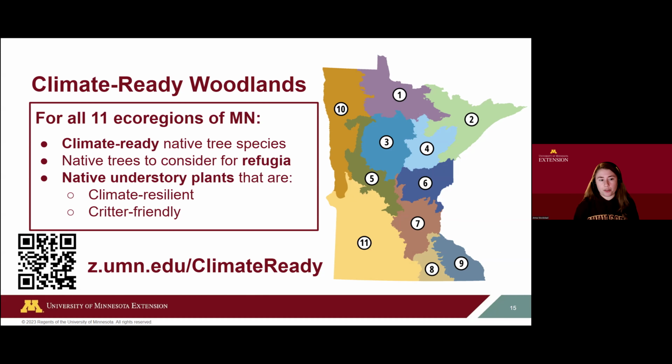And then finally, that third list for each of the ecoregions are native understory plants that are both climate resilient and they provide a lot of benefits for all the critters that live in our woods. So these are pollinators and other insects, small mammals, birds, etc. We want to recognize that all of the species in our woods provide so many benefits for species of wildlife. And so we want to provide recommendations for understory plants that also provide these wildlife benefits.